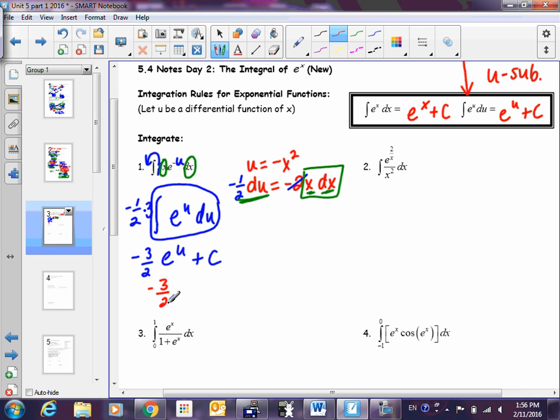Right, you guys are good. You know we need to say, we can't leave u right there. We have to go back and put in negative x squared. Okay, so that is how we do u-substitution when there's an e in the problem.